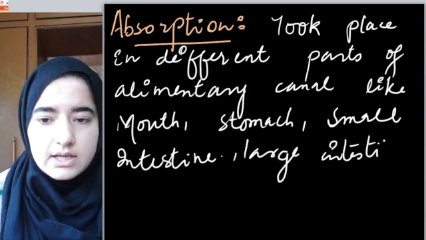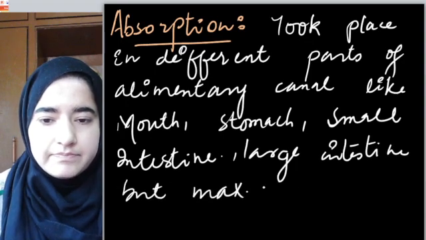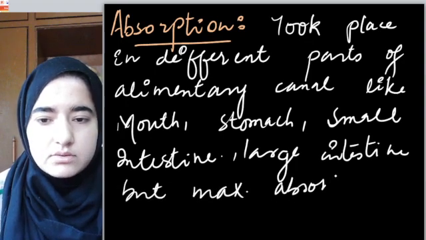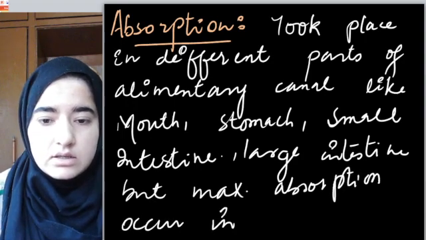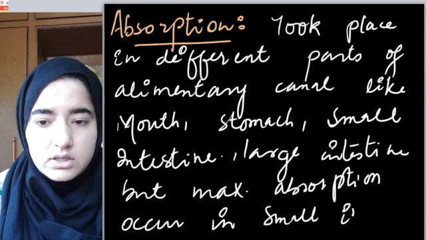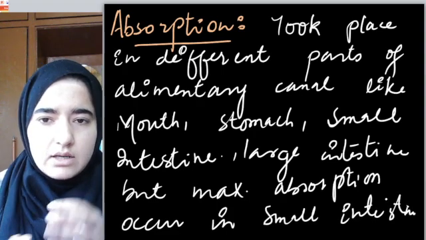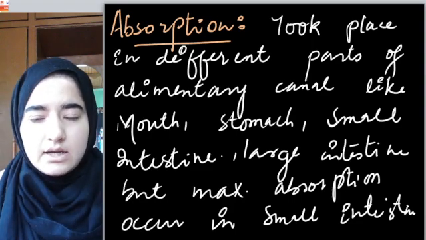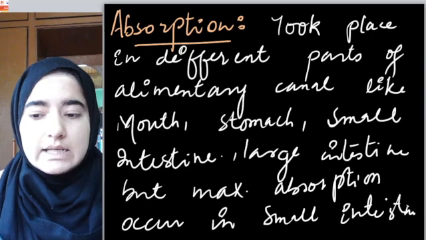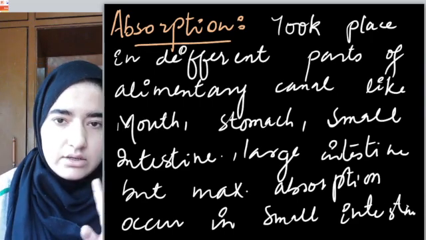Large intestine, but maximum absorption occurs in small intestine. No doubt absorption takes place in different parts of the alimentary canal, be it in mouth, be it in stomach, be it in small intestine, be it in large intestine. But you have to remember that maximum absorption occurs in small intestine and nowhere else.